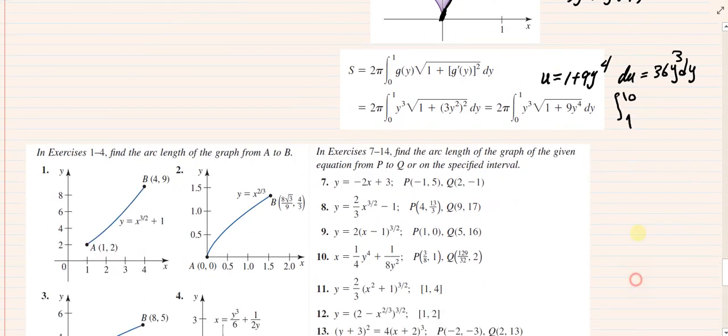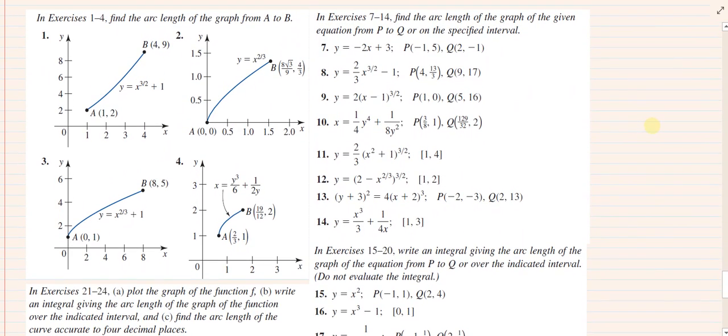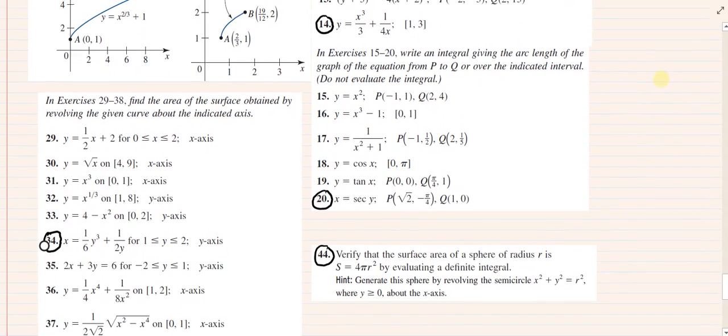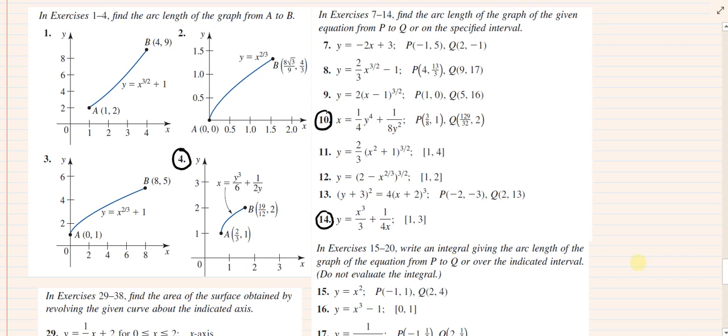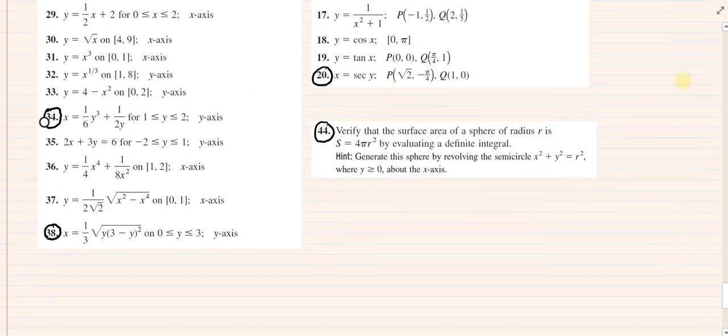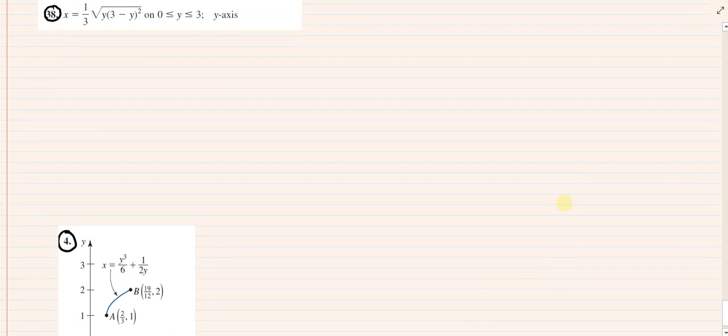All right, next I'm going to take a look at some of these exercises. Okay, so let's try to do some of these exercises. I'm going to look at the ones that I have circled here. Let's begin with exercise number 4. In exercise number 4, the question reads, find the arc length of the graph from A to B. So I have number 4 actually down here.